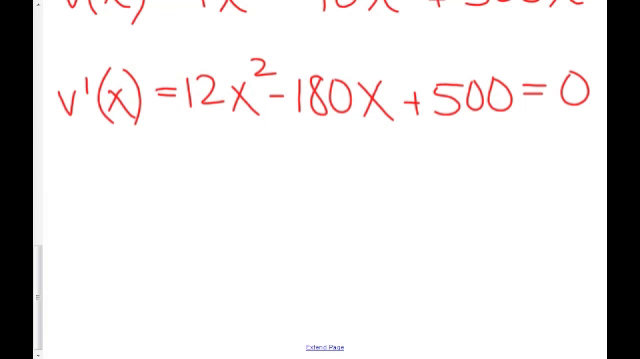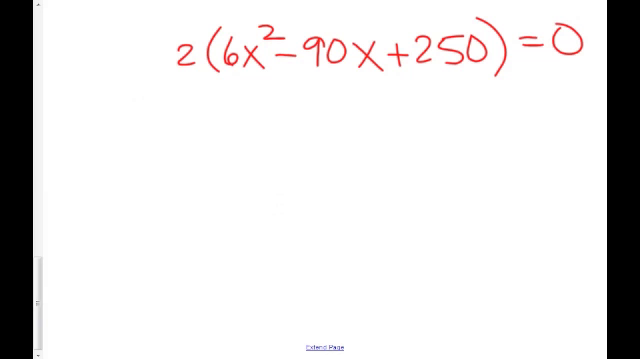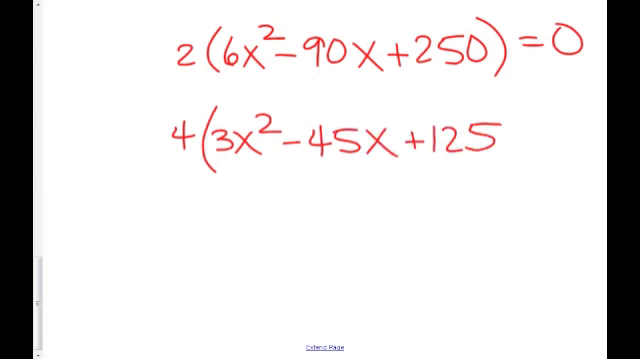These are possible extrema. We can first factor out 2 from this. We're left with 6x squared minus 90x plus 250, and that's all equal to 0. And now from this, we can probably factor out yet another 2. So we could have factored 4 from the very beginning, but whatever. So 3x squared minus 45x plus 125, and that's all equal to 0.